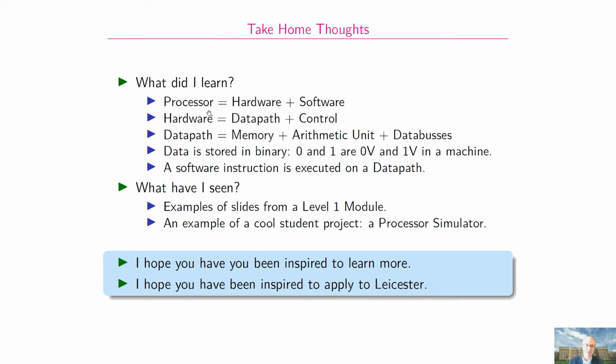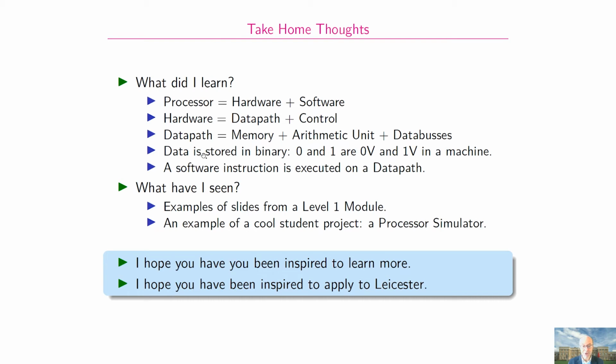I hope that I've shown you that a processor is composed of hardware and software. So digital physical hardware, and software consists of some instructions, a program that is executed on the hardware. Hardware is made up of something called the data path and control. The data path is composed of some computer memory, a little unit that can do arithmetic, and some data buses where data flows around the hardware.